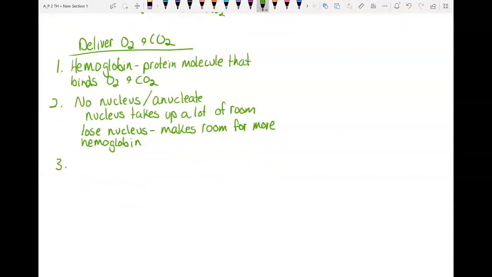Another important feature is that they have no mitochondria. Let's think about this for a few minutes. Erythrocytes do not have mitochondria. Now, they're still living and they still need energy, but they can make ATP by glycolysis, which doesn't use the mitochondria. Think about the significance of not having mitochondria and how that allows them to deliver more oxygen.